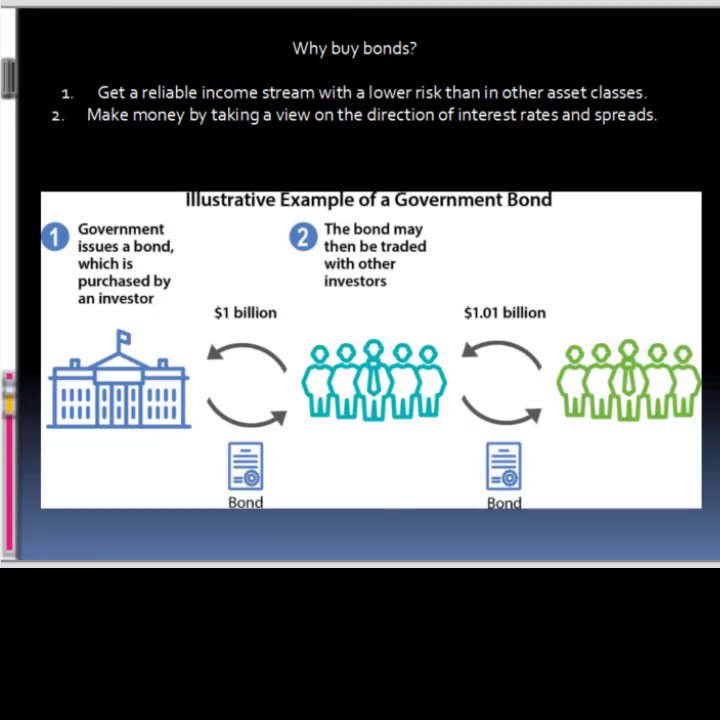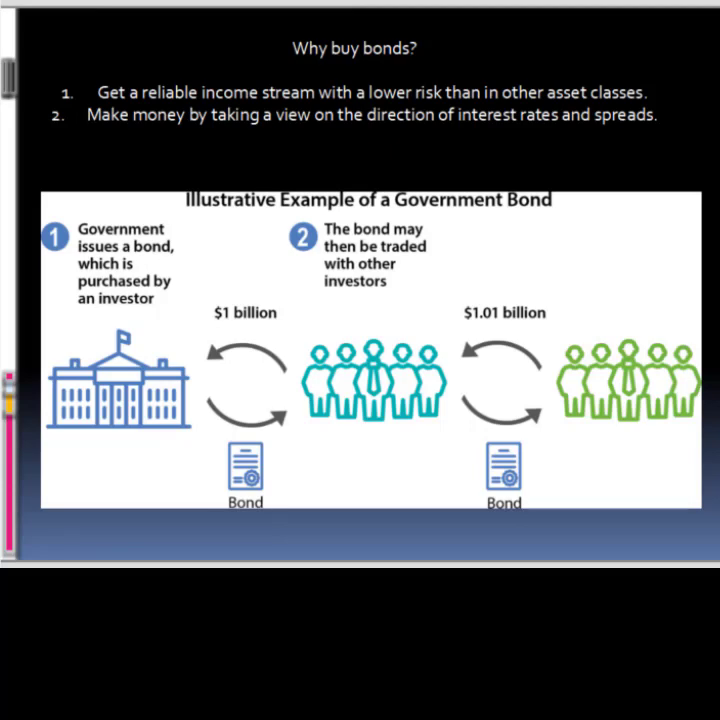Then why buy bonds? Basically two main situations. Number one is to get a reliable income stream with a lower risk than in other asset classes, because when you buy equities every day you are subject to the change of the price itself, and the company can go bankrupt. While when you buy bonds, you are just entitled to the debt that you loaned to the issuer of the bond, and then you get the coupon.